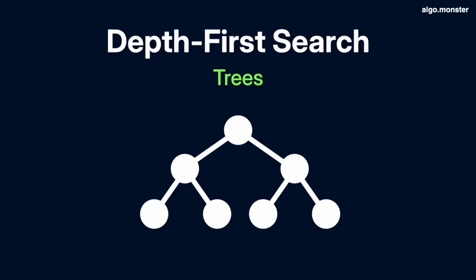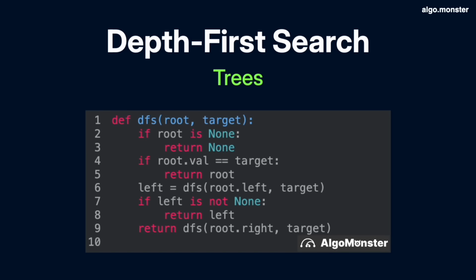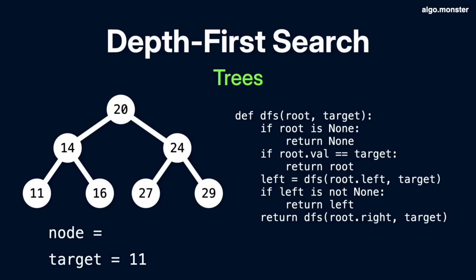Trees are acyclic by definition. They branch downward, and you can't loop back. That makes them a perfect fit for DFS. Here's the clean recursive DFS template for a tree. How it works: we first check if the current node is None. If it is, there's nothing to search, return. Then, we check if the current node matches the target.